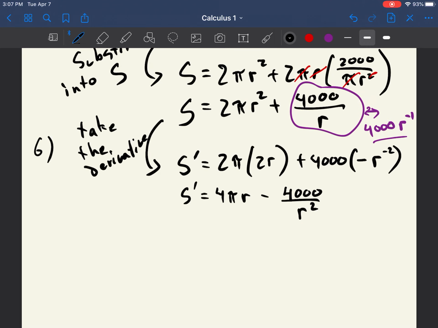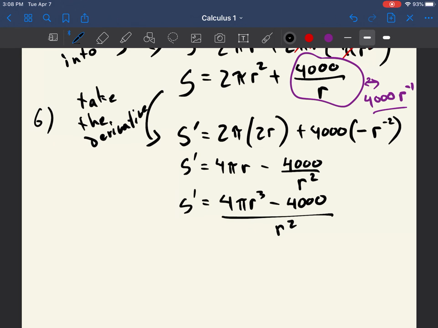And I'm actually going to put these two terms together. I've got a term here, I've got another term here. I'm going to get a common denominator and put those together, okay? So s prime is really, I'm going to multiply this first term by r squared. So I get 4 pi r cubed minus 4,000 over r squared, okay?